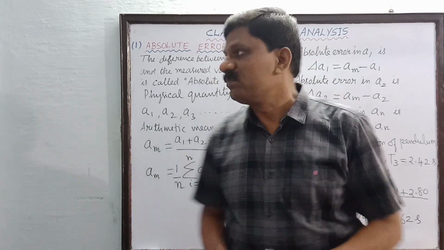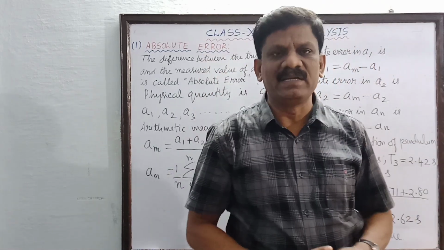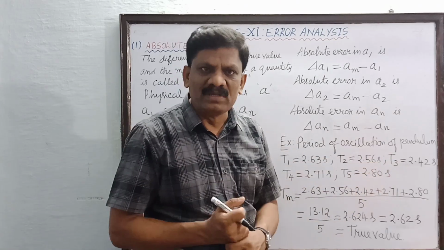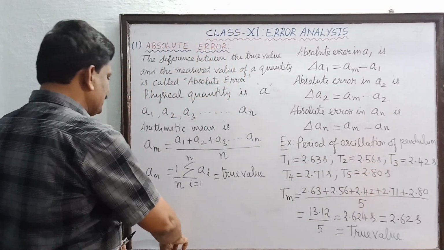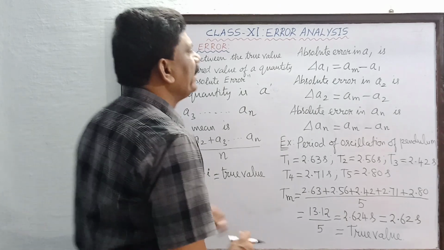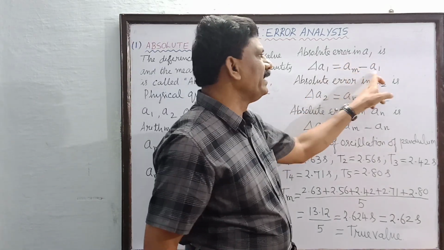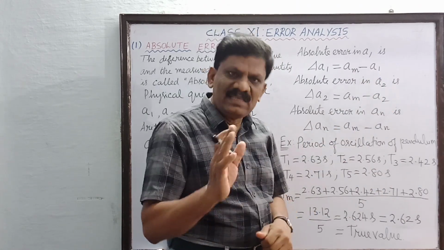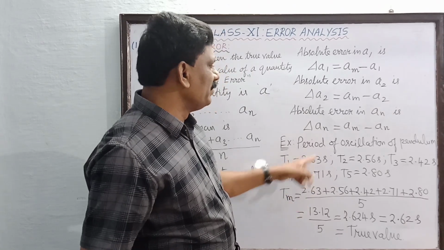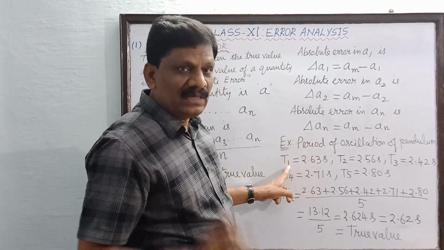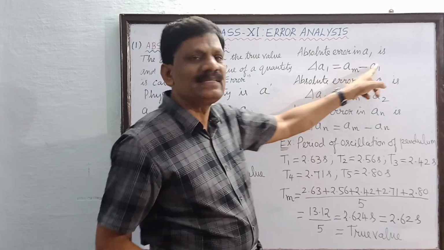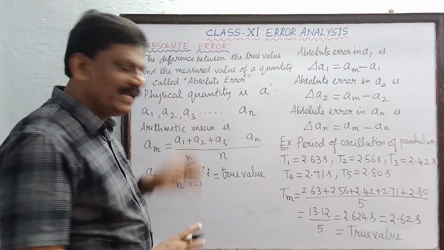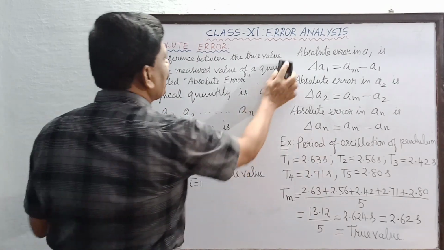But now the absolute error in the measurement of T1, T2, T3 up to T5, I have to find out, is it not? So for that, what is the absolute error? Now you see here, absolute error in A1 is A_m minus A1, is it not? Like that in this example, the absolute error in the measurement of T1 must be equal to T mean minus T1, is it not? So same like that I am going to write on this side. Are you ready? I will write on this side itself.